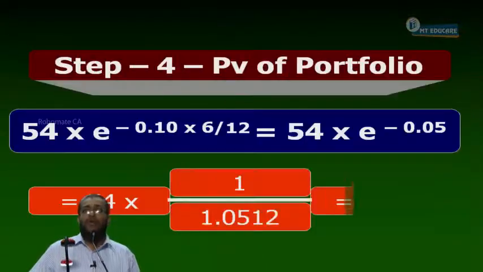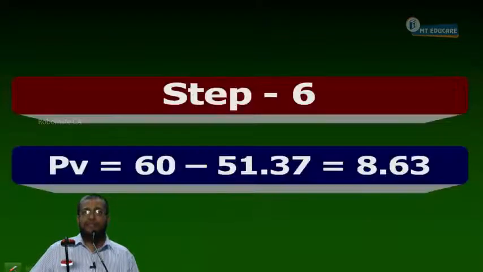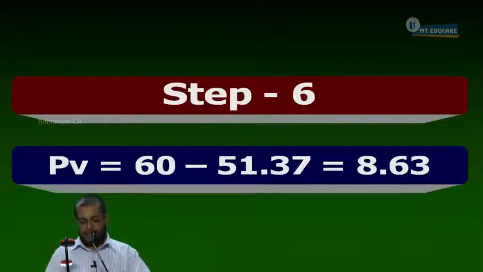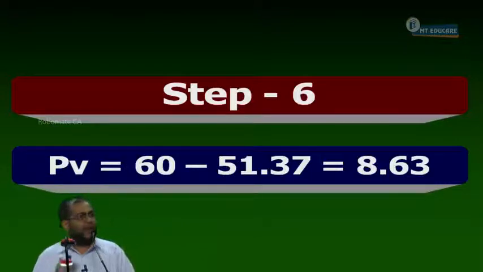Now, next. Look at the last step, step number six. My portfolio value is 51.37. My share value is 60. Portfolio value itself is 51.37. It's a combination of assets. One of the asset values is 60. Then the call value should be minus 8.63. Yes or no?